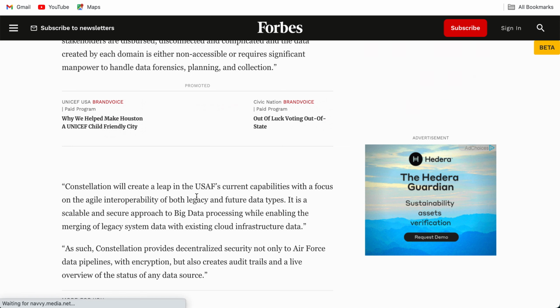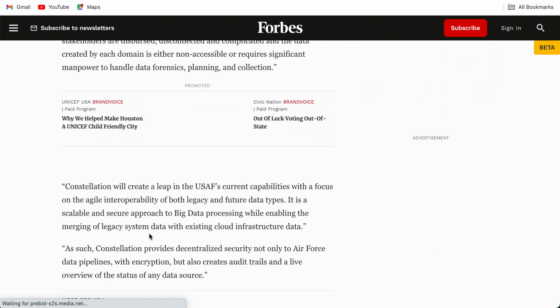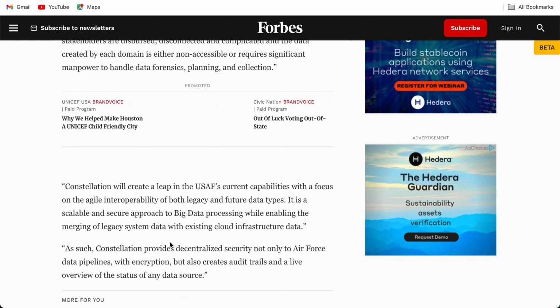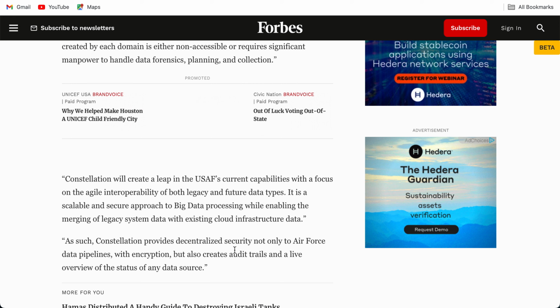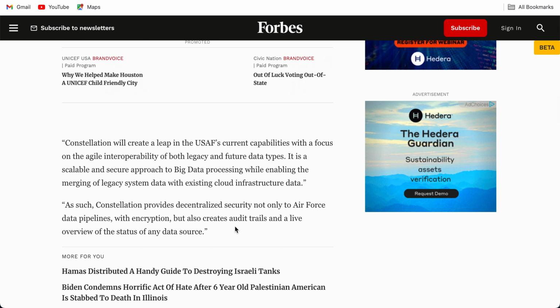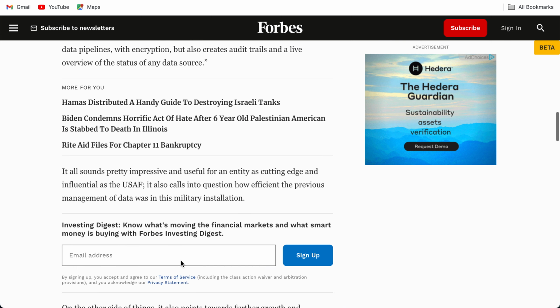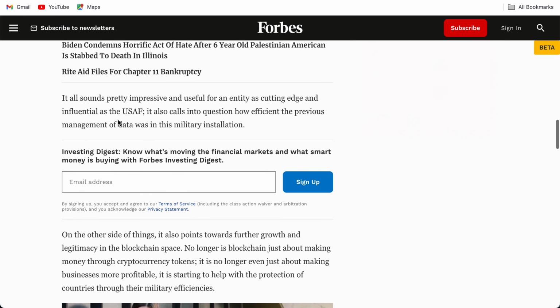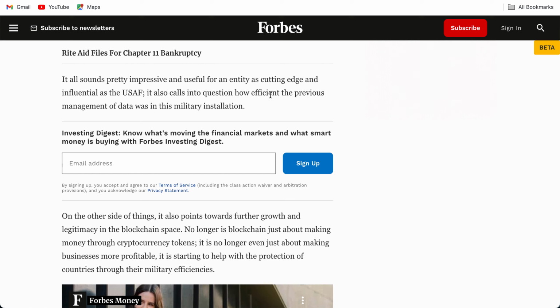Constellation will create a leap in the USAF's current capabilities with a focus on the agile interoperability of both legacy and future data types. It is a scalable and secure approach to big data processing while enabling the merging of legacy system data with existing cloud infrastructure data. As such, Constellation provides decentralized security, not only to Air Force data pipelines with encryption, but also creates audit trails and a live overview of the status of any data source. Okay, it all sounds pretty impressive and useful for an entity as cutting edge and influential as the USAF. It also calls into question how efficient the previous management of data was in the military installation.